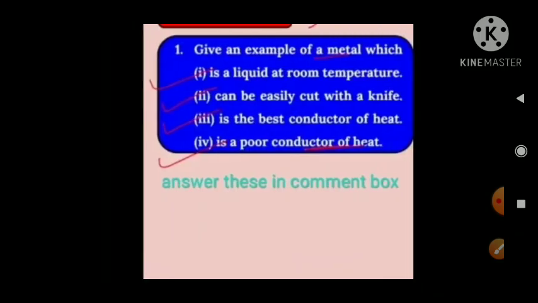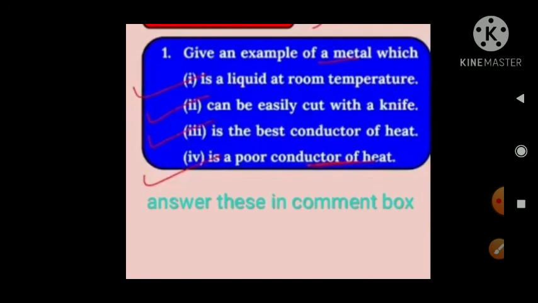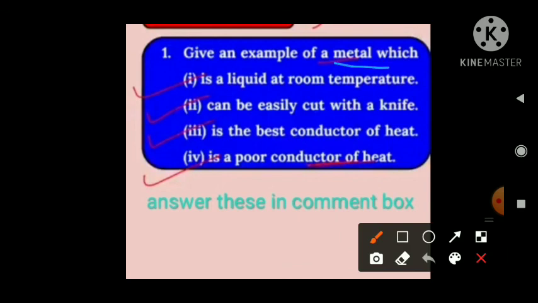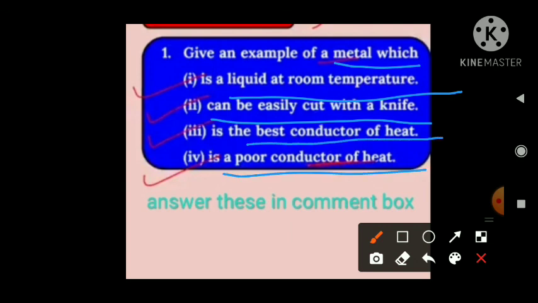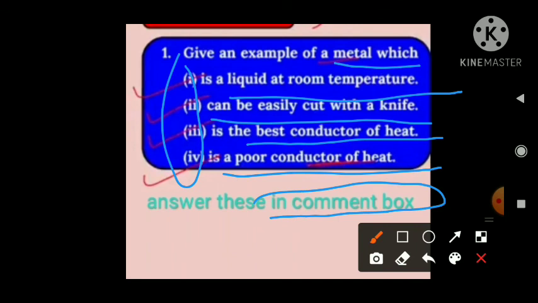Now the homework for this session is these four examples. Give an example of a metal which is liquid at room temperature, can be easily cut with a knife, the best conductor of electricity, and a poor conductor of electricity. You can answer these four questions in the comment box. This is your homework for this session.